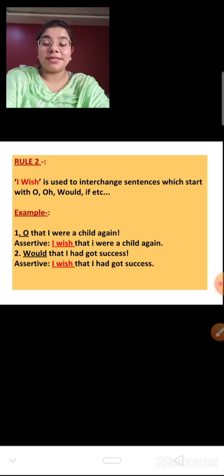Now the second sentence is: Would that I got success. Instead of would, what we will do first? We will remove would, and in place of would we will write I wish, and the sentence becomes: I wish that I had got success. Now this is very easy. I hope that you have understood that instead of O, would, if, all these things we have to write I wish, and you can easily change the sentence from exclamatory to assertive.